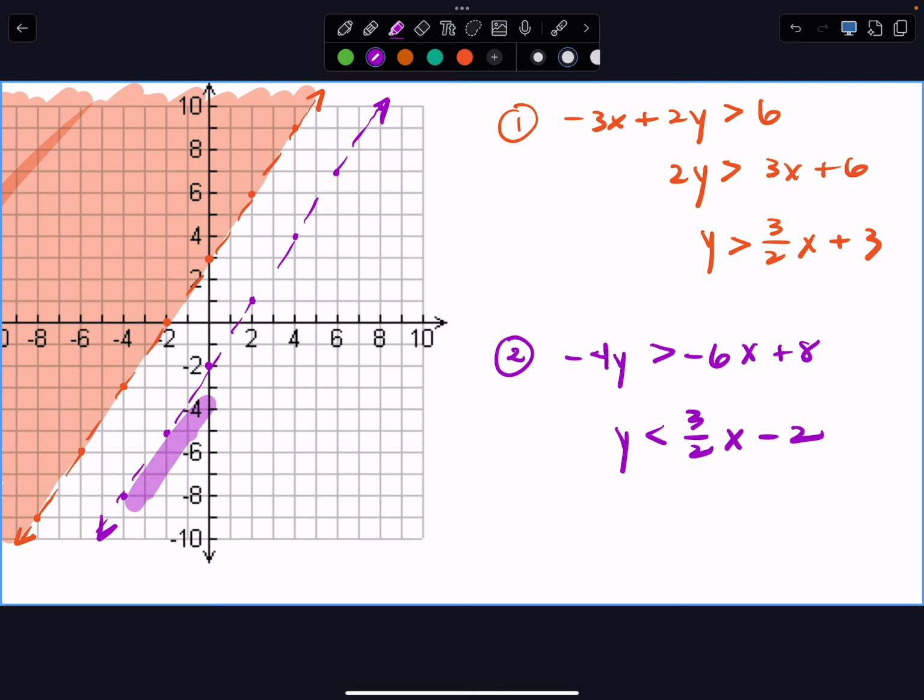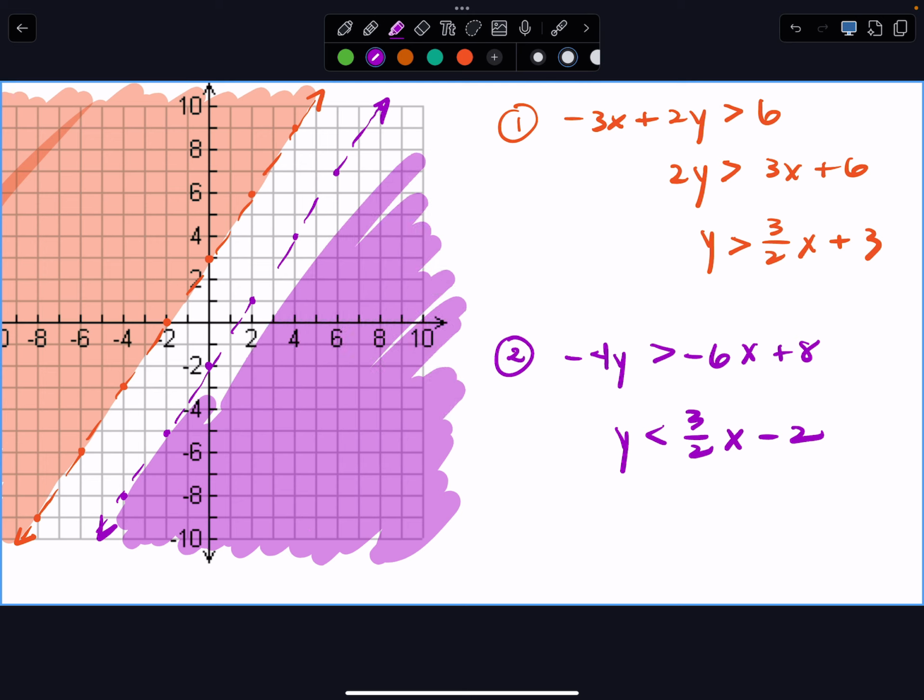Try the next one. Oh, wait, before you go on, so then what do we say about the solution set? No solution? There's no solution. It's an empty solution set.